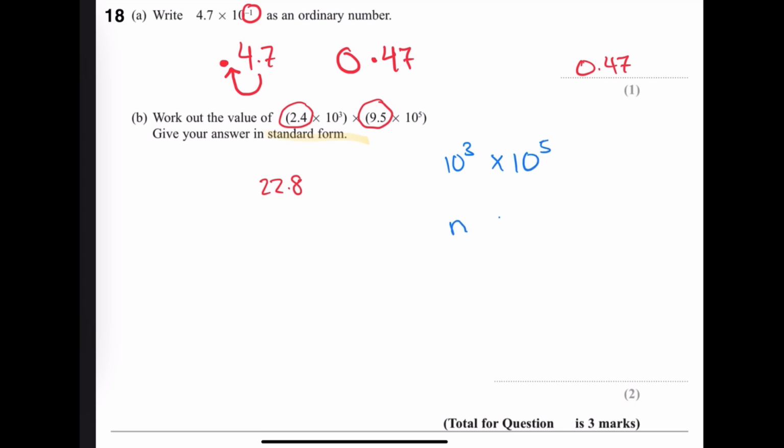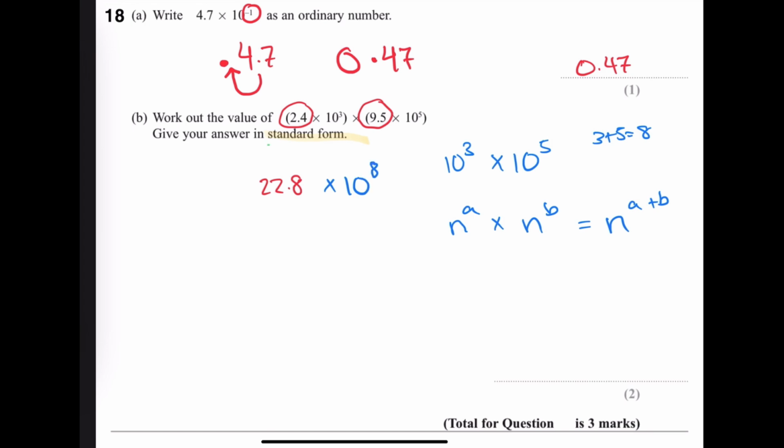This is where laws of indices take place. If we do anything where it's times together, it's basically the same as just A plus B. So it's these powers, we just add them together. So 3 plus 5 is just 8. So it will be times by 10 to the power of 8.